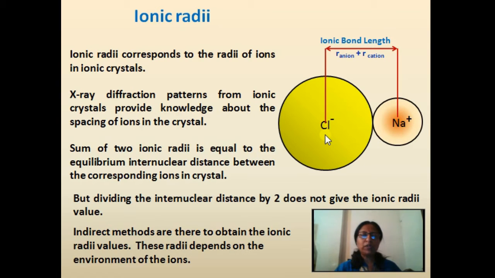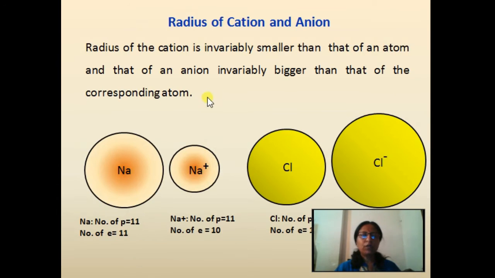But you should know that these ionic radii are actually dependent on the environment they are present in. That means they will be affected by the other ions or other interactions present in the crystal lattice. So first, let me give you an idea about the radius of a cation and an anion. What happens when a cation is formed from a neutral atom? The radius is less than the neutral atom, and when an anion is formed, the radius of the anion is much bigger than the neutral atom.